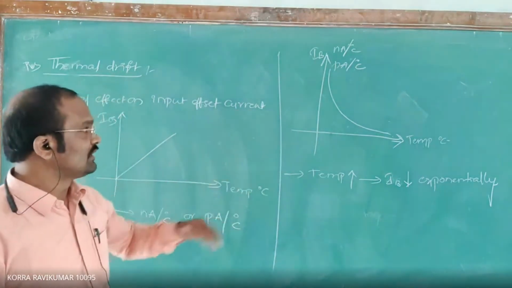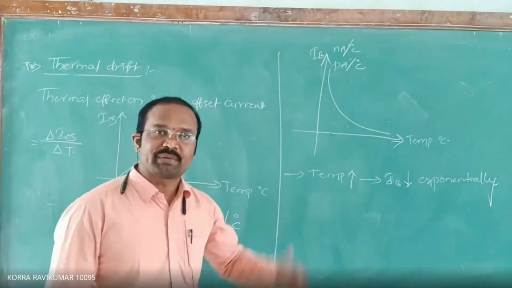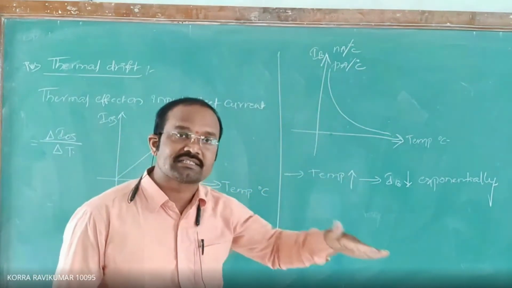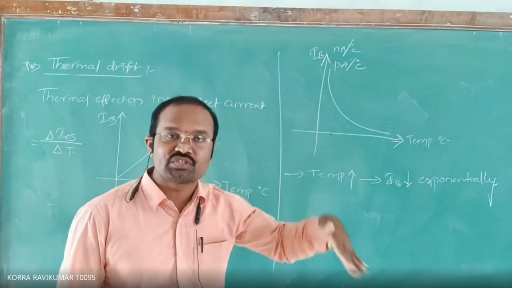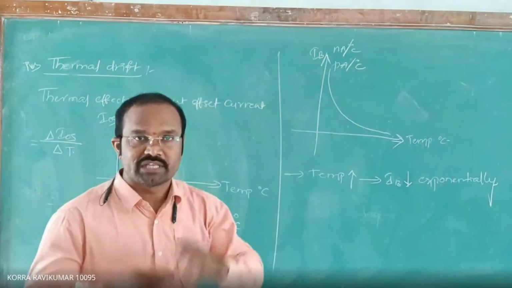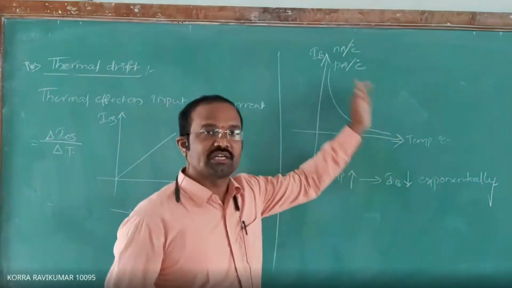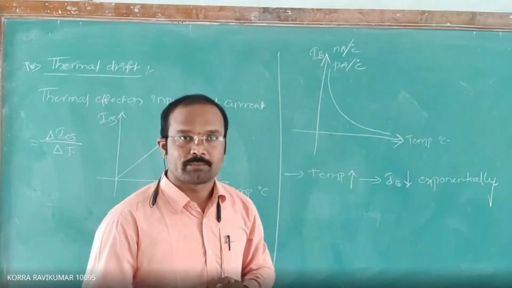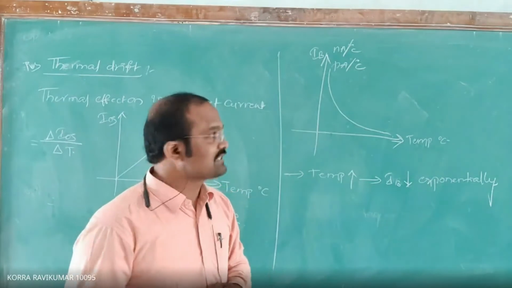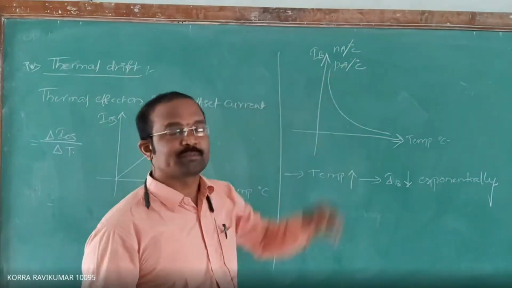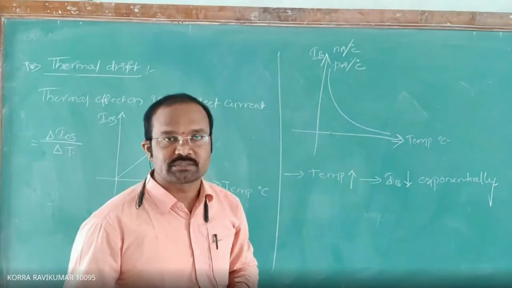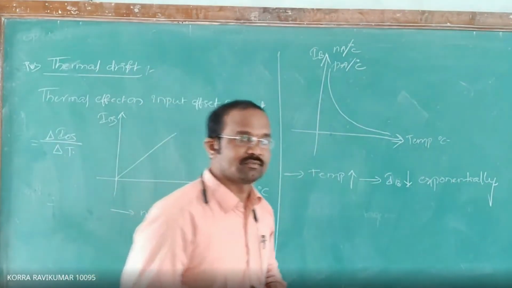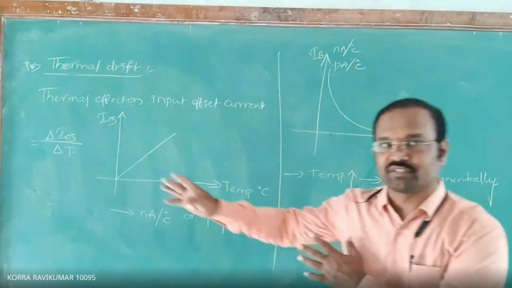Whereas coming to the biasing current, if temperature increases, then the value of bias current decreases gradually, or exponentially it decreases. So the relation between the temperature and input bias current is an exponentially decaying relation. And the unit for the biasing current is nanoamperes per degree centigrade or picoamperes per degree centigrade. Right? Please copy this. So this is what we have discussed so far.